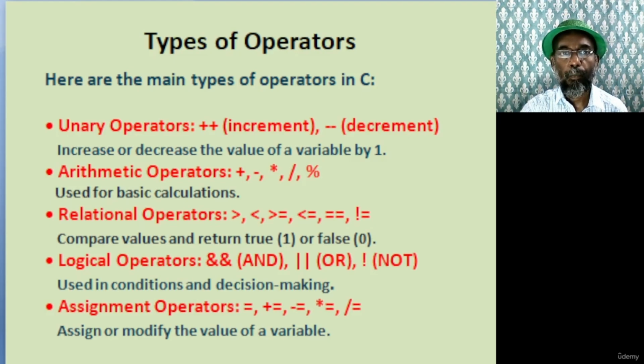Third is relational operators: greater than, less than, greater than or equal to, less than or equal to, equal to equal to, and exclamation mark equal to, that means not equal to. These help us ask questions like, is a greater than b? Is a equal to b? Double equal to checks whether both sides are equal or not.